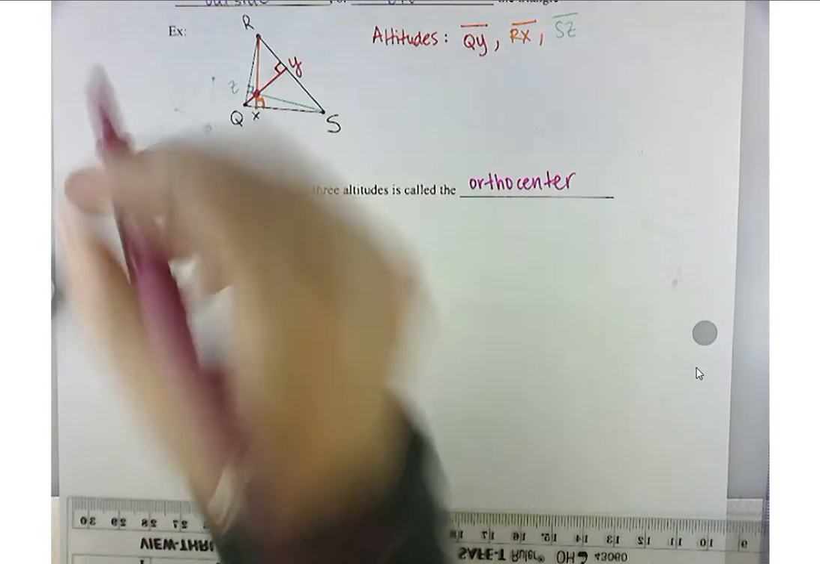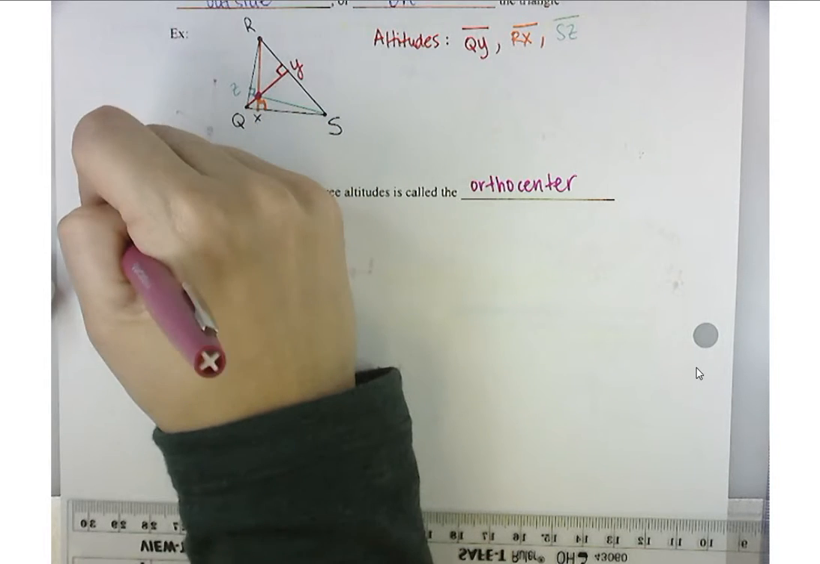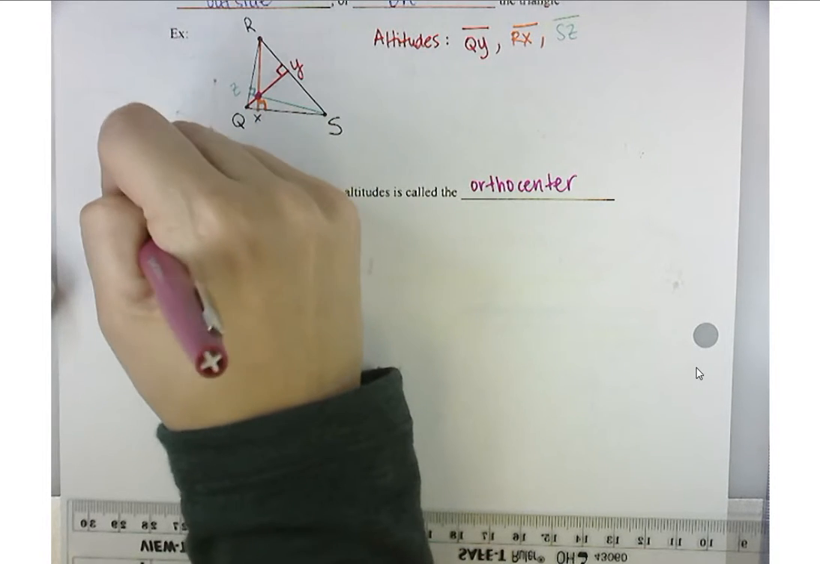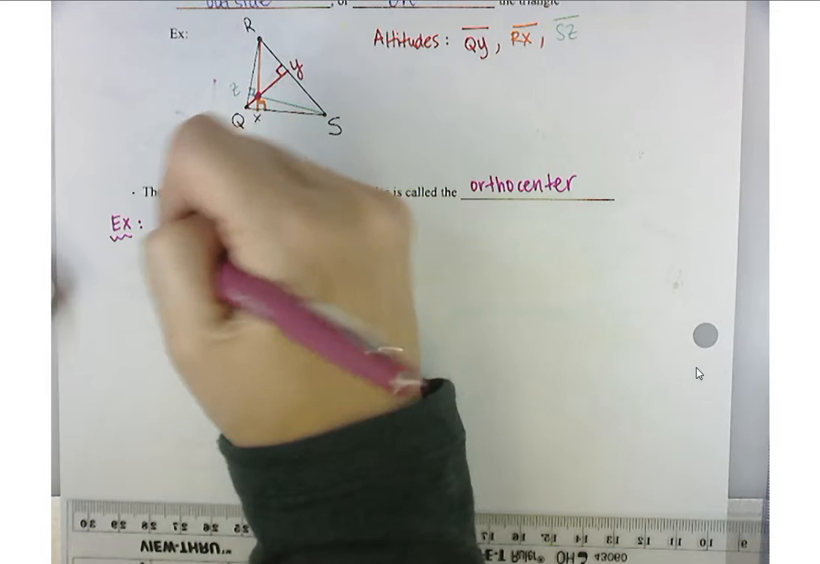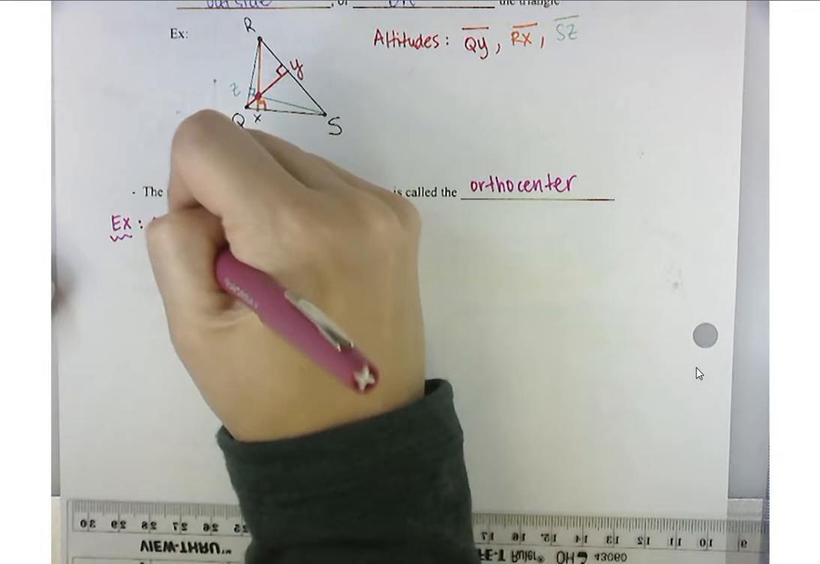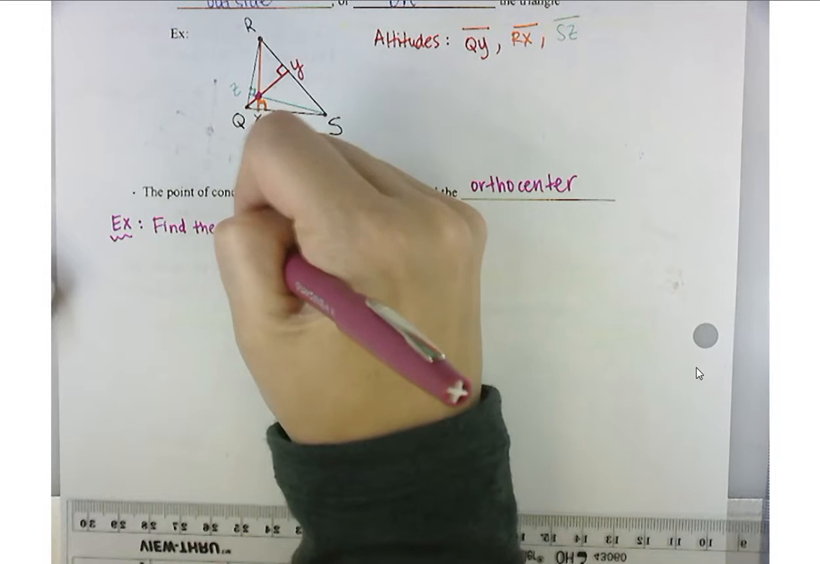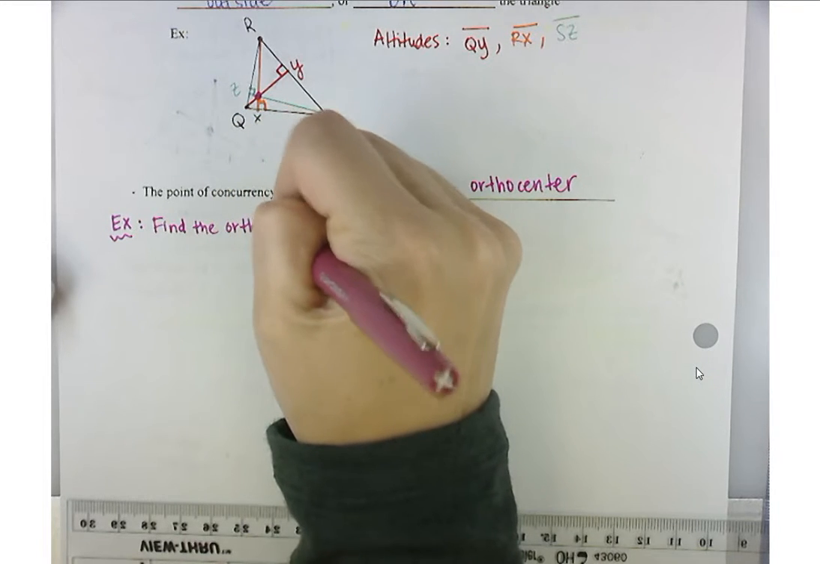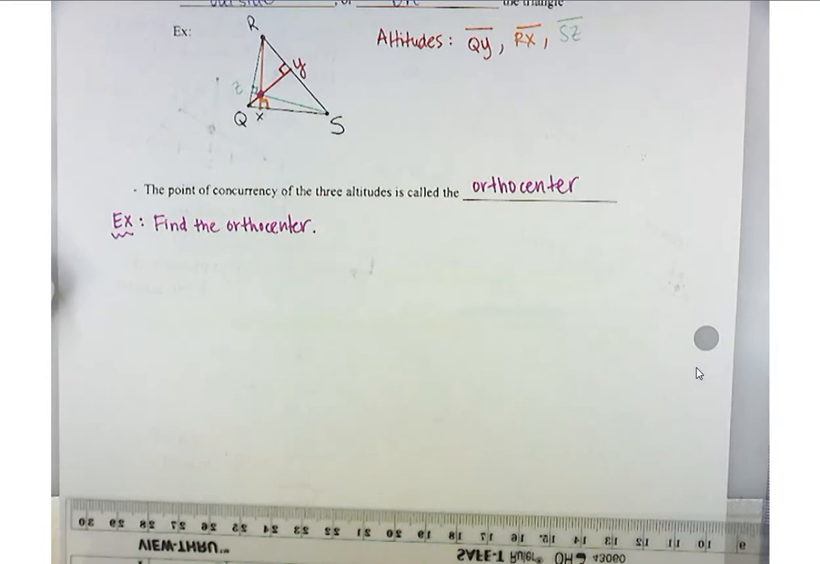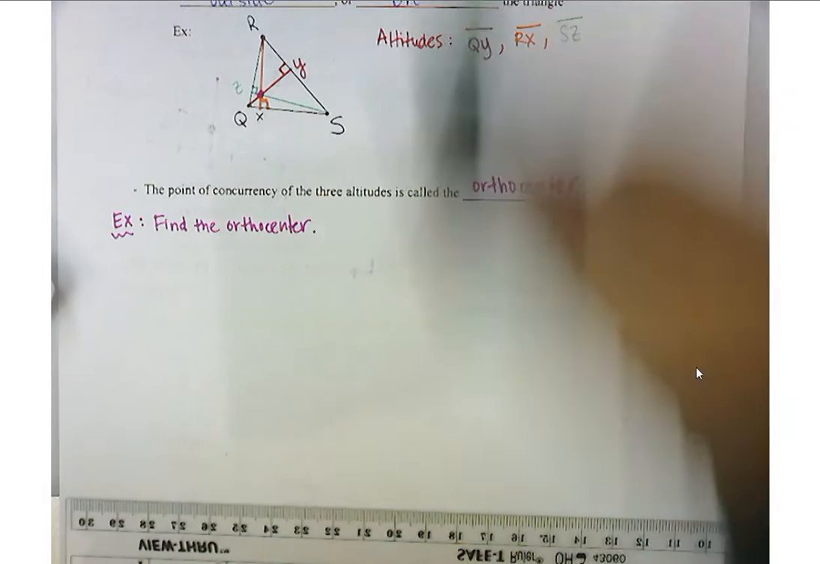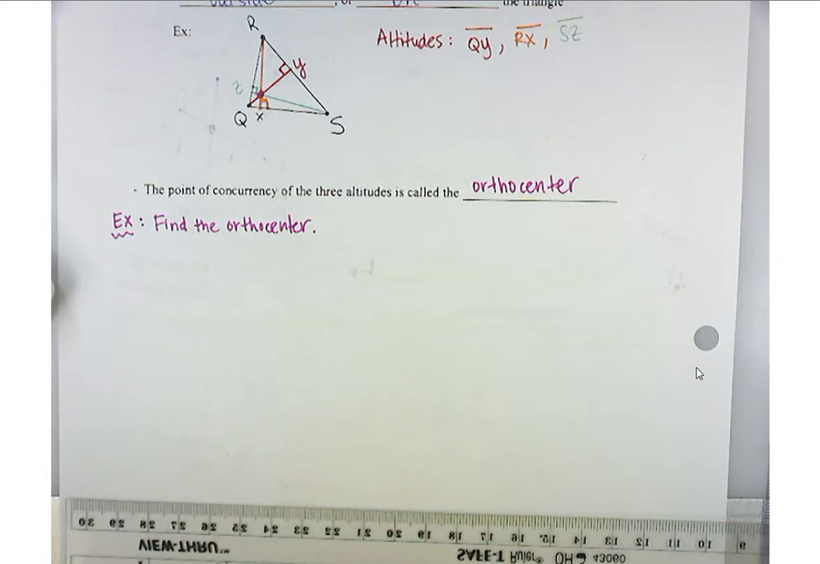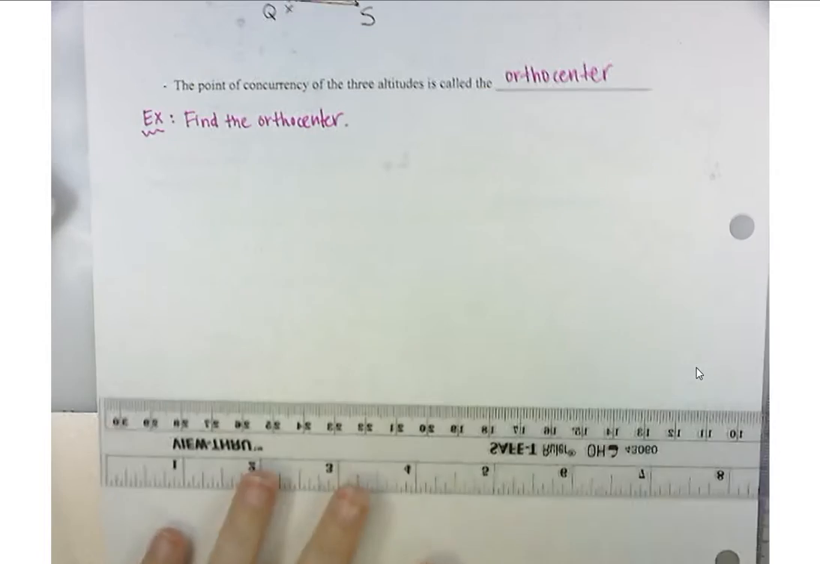Okay, so our next example, we are going to find the orthocenter, and I'm going to draw some triangles with you. Okay, and yours don't have to look exactly like mine, but they need to have a certain type of angle.